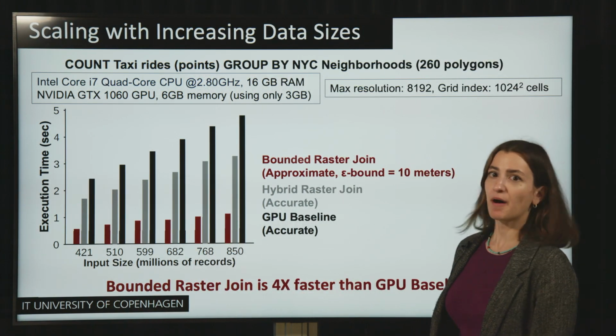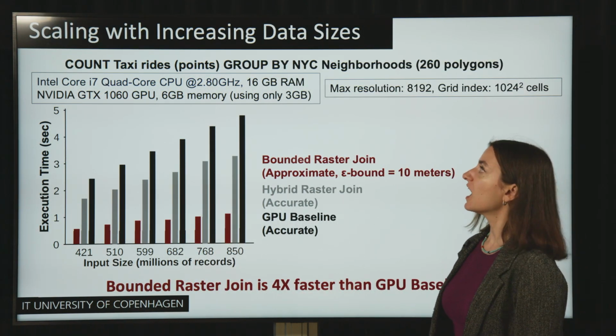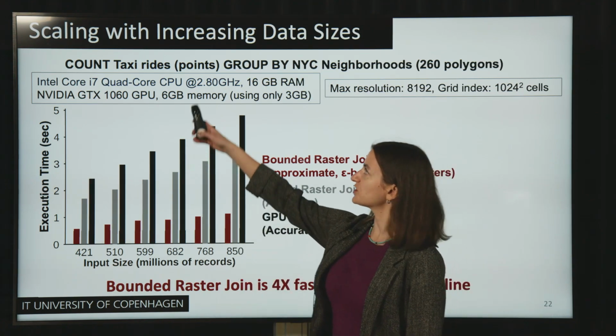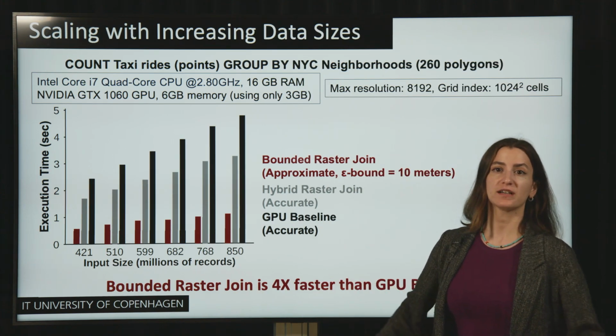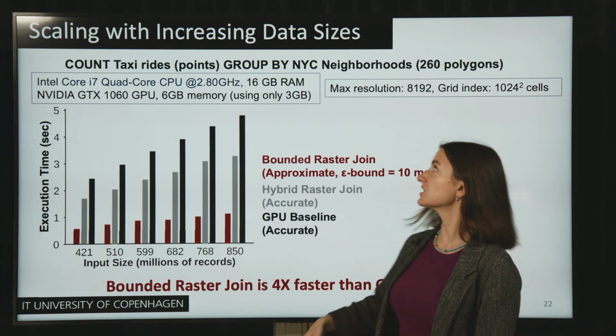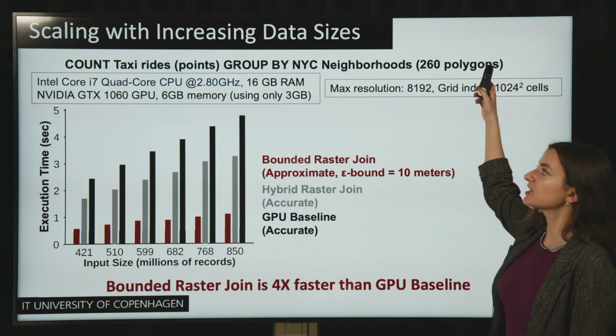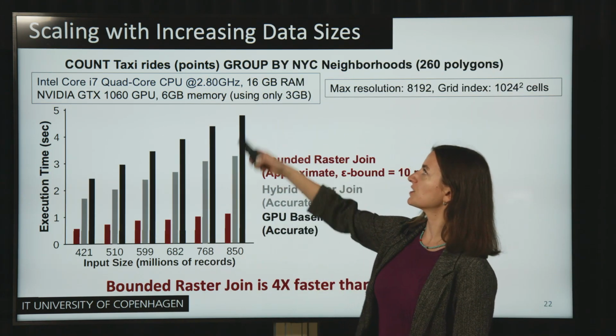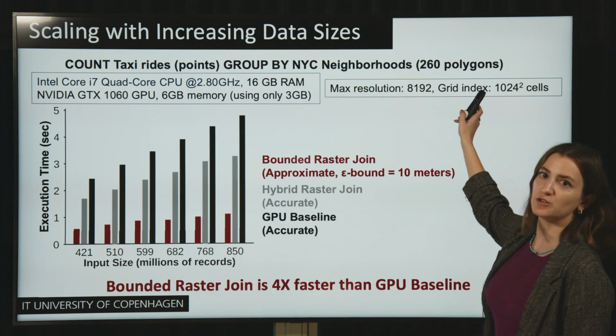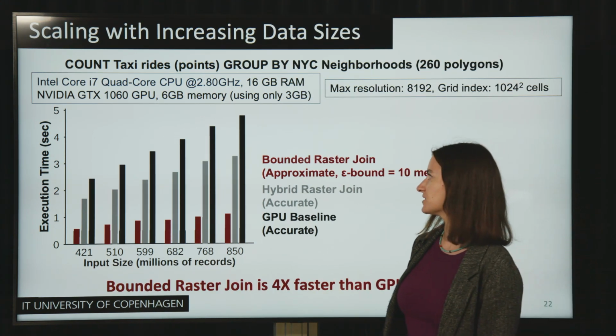Let's have a look at some results. In this experiment, the executed query counts the number of taxi rides, which are points, within each neighborhood of New York City, which is a dataset that consists of 260 polygons. We ran all the experiments on a laptop, and you can see the hardware setup on the slide, and here you can also see some configuration parameters.